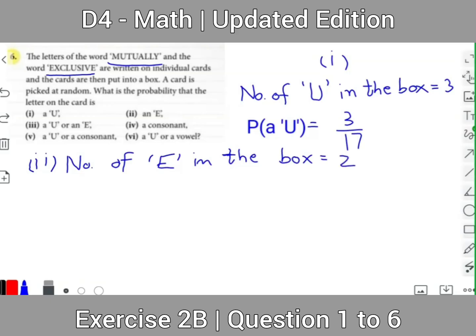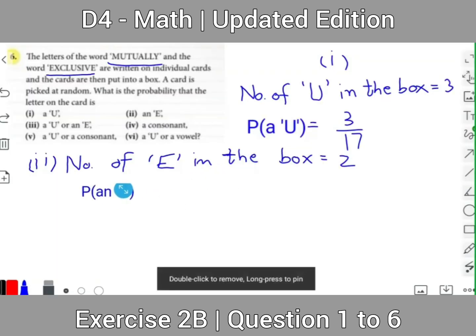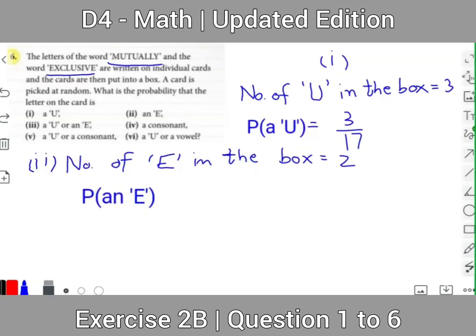And now the probability that the letter on the card is the letter E will be equal to 2 over the total number of letters in the box, and that is 17. So the probability that the letter on the card is an E will be equal to 2 over 17.